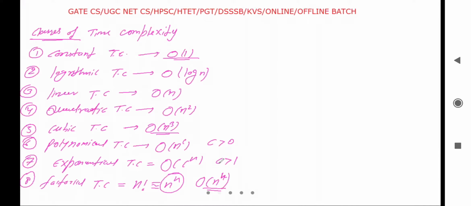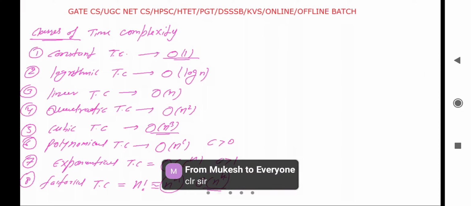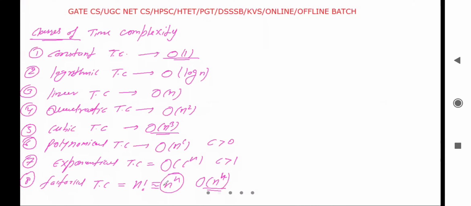Now tell me, is it clear or not? Factorial time complexity is n factorial, which is approximately equal to n power n. So we can say it is order of n power n. Clear?